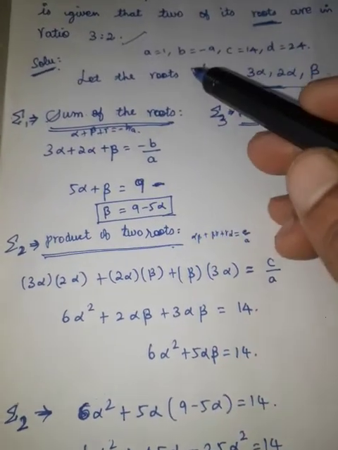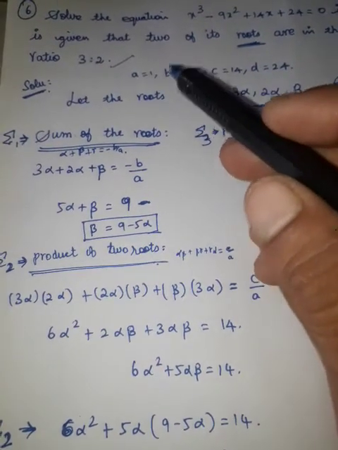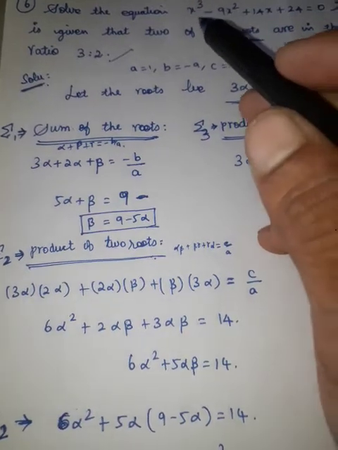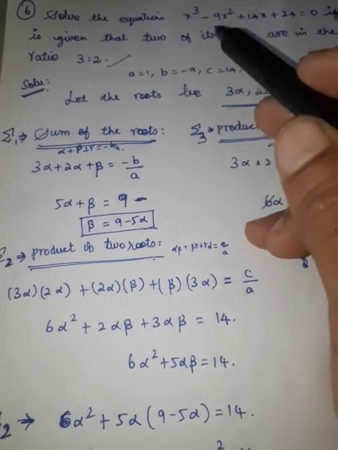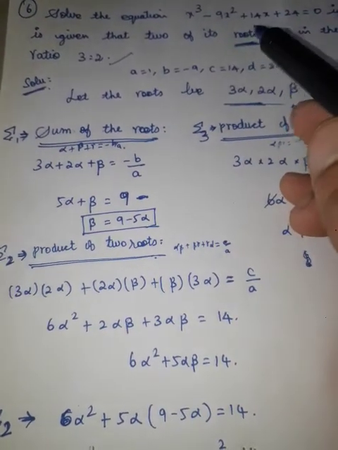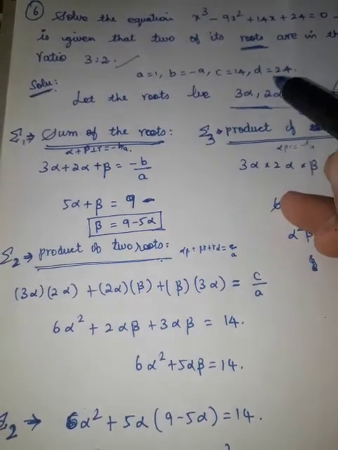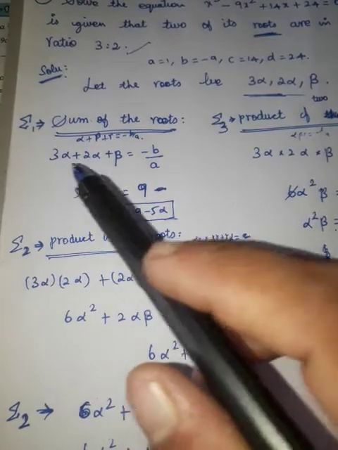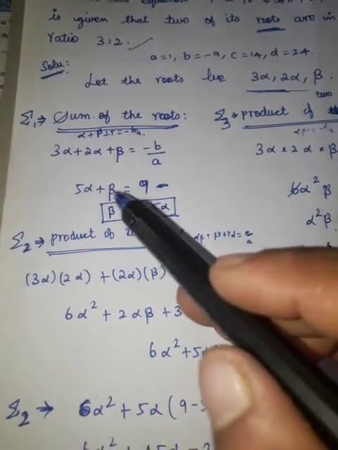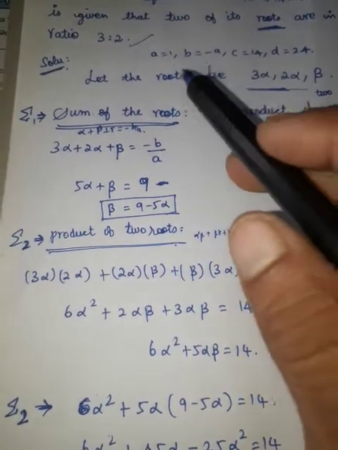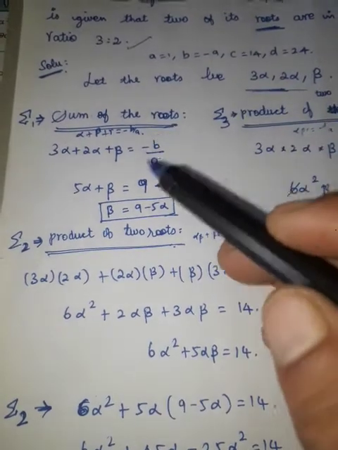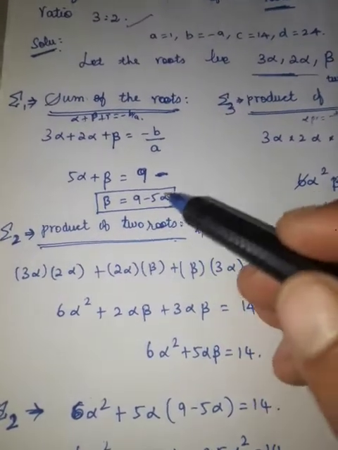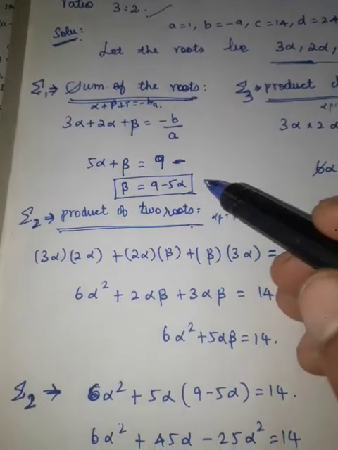The first step, we write the a, b, c, d values from the cubic equation. The a value is 1, b value is minus 9, c value is 14, d value is 24. So 3 alpha plus 2 alpha plus beta, 5 alpha plus beta equal to minus b by a, minus into minus, plus 9. So beta equal to 9 minus 5 alpha.